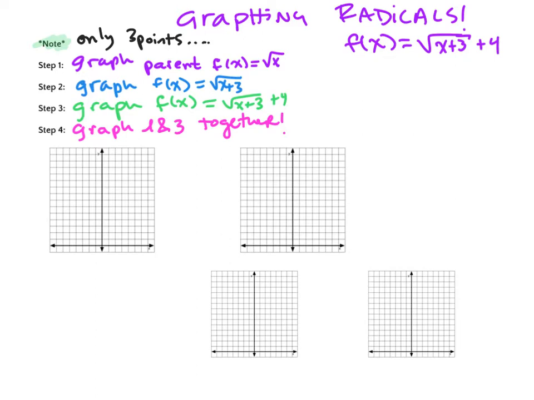So radicals are half of a parabola. And for these, you're only going to graph 3 points because of the way it works out. So that's kind of different. So here are your little axes. For step 1, it says graph the parent function.